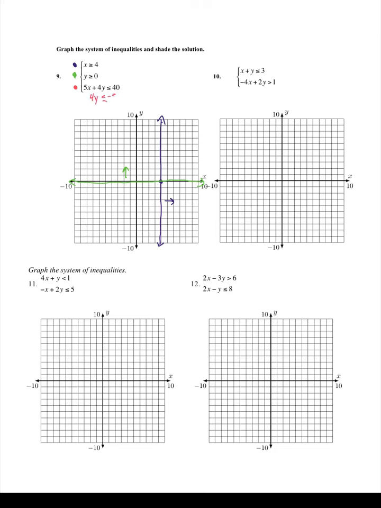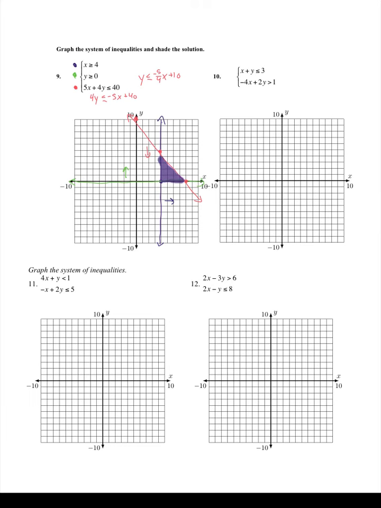The third line we have to solve, get y by itself. Subtract 5x, divide everything by 4. Our intercept is going to be at 10. The graph's going to go down 5 to the right 4. Down 5 to the right 4. We're going to put a solid line, and we're shading below, so it's to the right of the purple, above the green, and below the red, so it's going to be the little triangle.